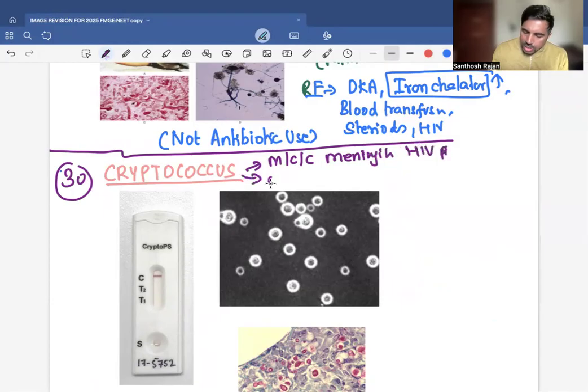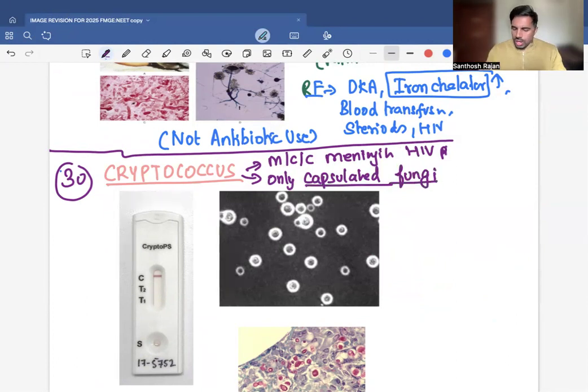And this is the only capsulated fungi. There are a few more, but the main, clinically important one, this is the only capsulated fungi. That is a very important role. Okay, and of course it is urease positive, and another important feature is that it is melanin positive. That is for discussion. And now a picture.